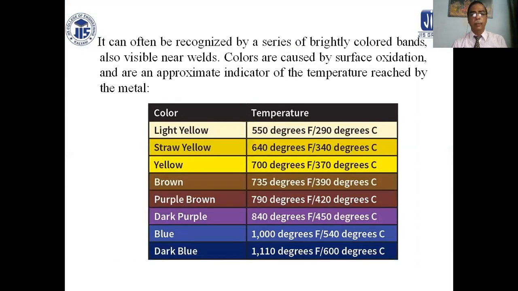It can often be recognized by a series of brightly colored bands, also visible near welds. Colors are caused by surface oxidation and are an approximate indicator of the temperature reached by the metal. Color and temperature: light yellow is 290 to 300 degrees centigrade. Straw yellow is 340 degrees centigrade. Yellow is 370 degrees centigrade. Brown is 390 degrees centigrade. Purple is 420 degrees centigrade. Dark purple is 450 degrees centigrade. Blue is 540 degrees centigrade. Dark blue is 600 degrees centigrade. These are the colors in the visible weld zone.